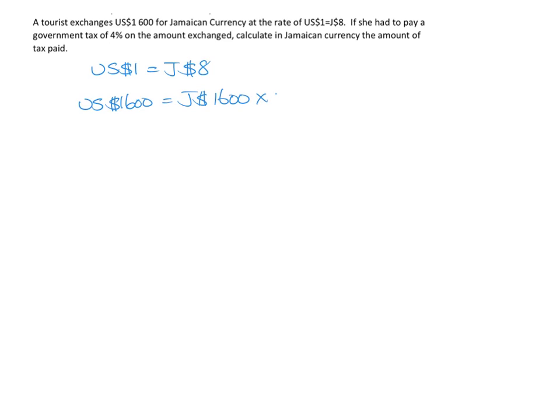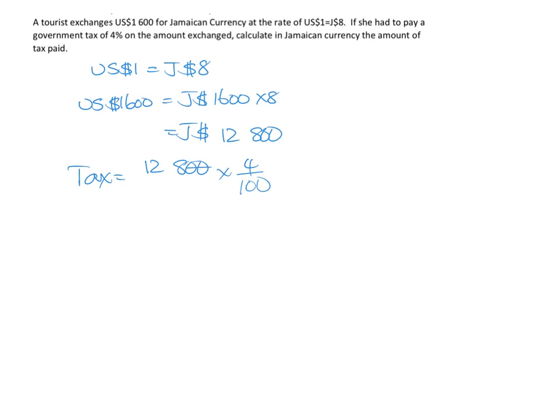1,600 by 8, because each US dollar is going to give us 8 Jamaican dollars. So that gives us 12,800 Jamaican dollars. Now we're going to pay a 4% tax. So the tax is equal to 12,800 multiplied by 4%.